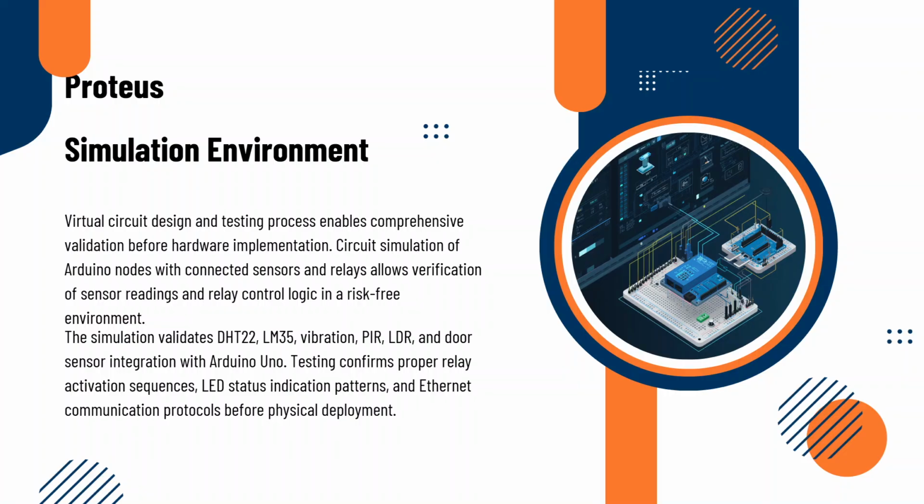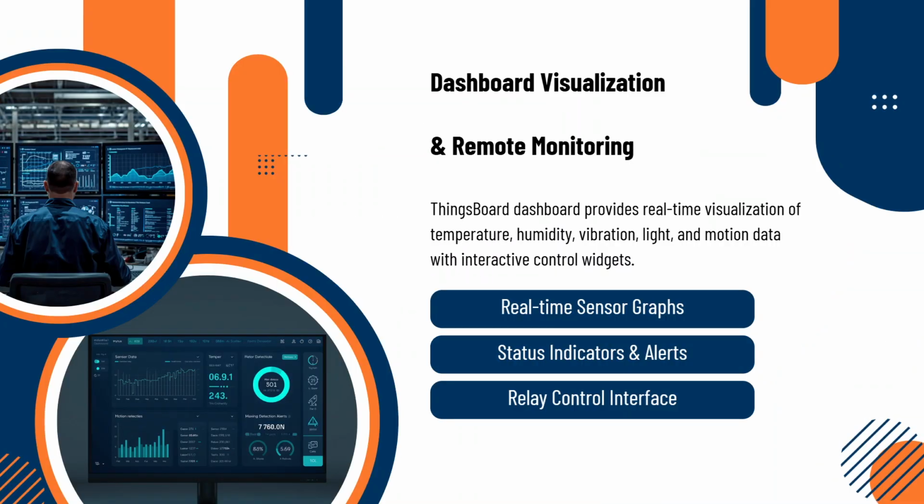Now, here is the next slide, dashboard visualization and remote monitoring. The ThingsBoard dashboard is used for visualization and control. It displays real-time sensor values in the form of graphs and indicators. Users can monitor temperature, humidity, motion, and other parameters. Alerts can be displayed when a condition exceeds limits. The dashboard also provides control to operate the relay remotely. This makes the system user-friendly and easy to manage.